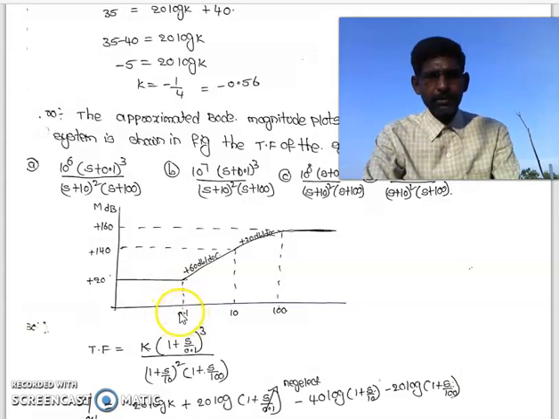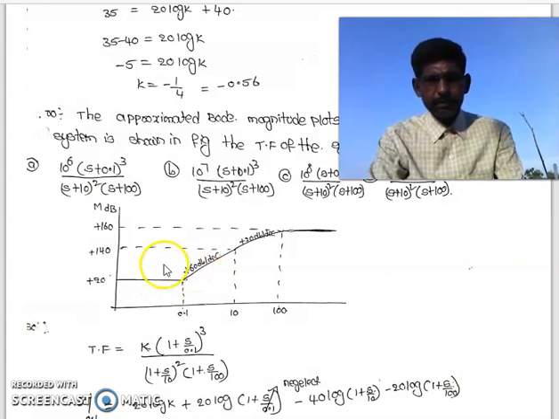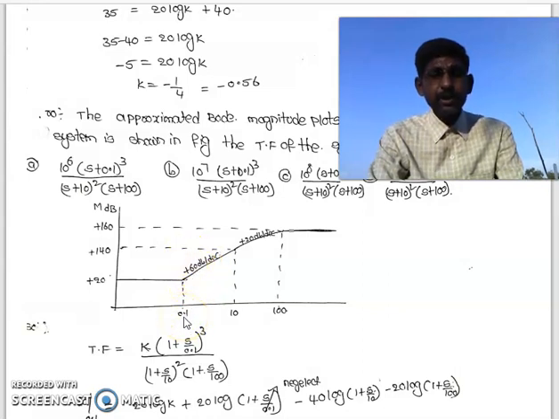At corner frequency 0.1, below 0.1 it is 0 dB per decade. After 0.1 it is 60 dB per decade. So the change in slope is 60 dB per decade minus 0 dB per decade, which is plus 60 dB per decade. So how many poles are present at corner frequency 0.1? Three zeros are present, since we have plus 60 dB per decade.